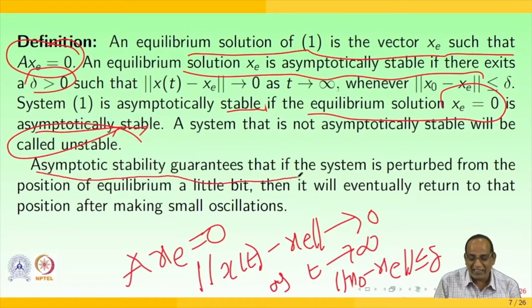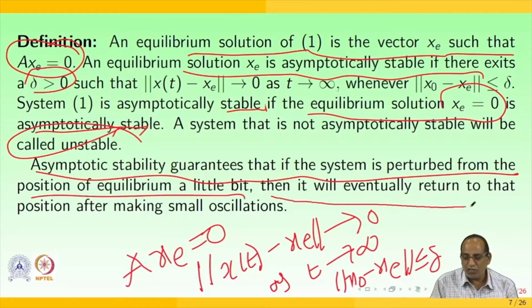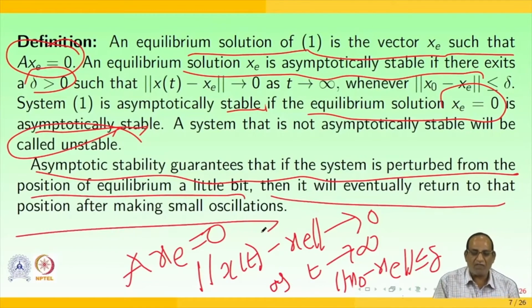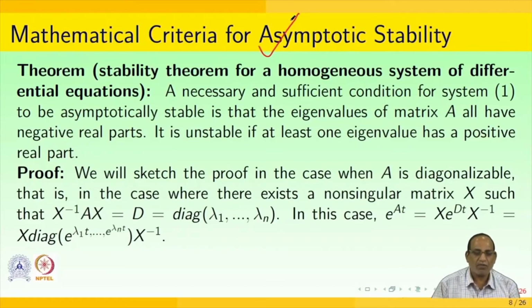Asymptotically stable guarantees that if the system is perturbed from the position of the equilibrium a little bit, then it will eventually return to that position after making small oscillations. So, what is the mathematical criteria for defining asymptotic stability? A necessary and sufficient condition for system 1 to be asymptotically stable is that the eigenvalues of the matrix A all have negative real parts.